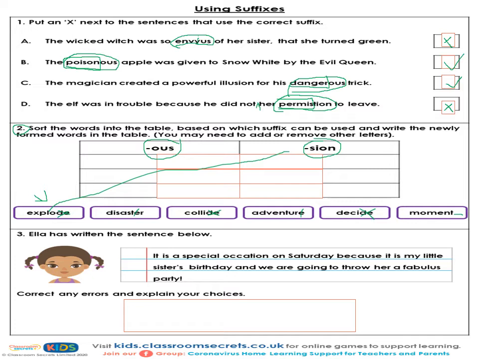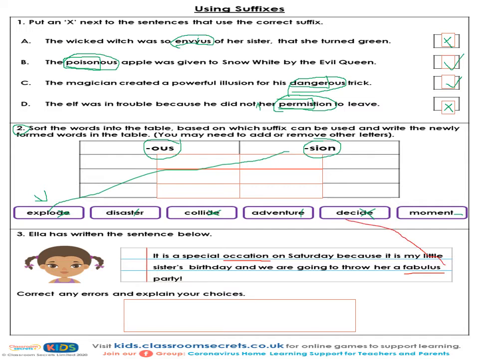For number 3, Ella has written the sentence below. It is a special occasion on Saturday because it's my little sister's birthday and we're going to throw her a fabulous party. The two words you need to look at here are occasion and fabulous.